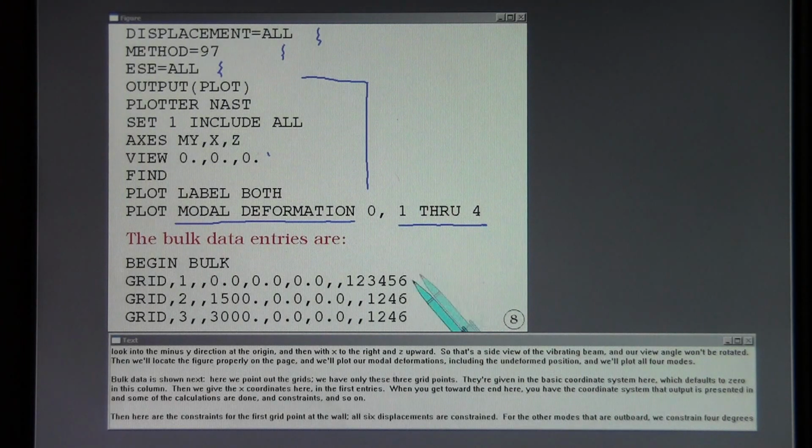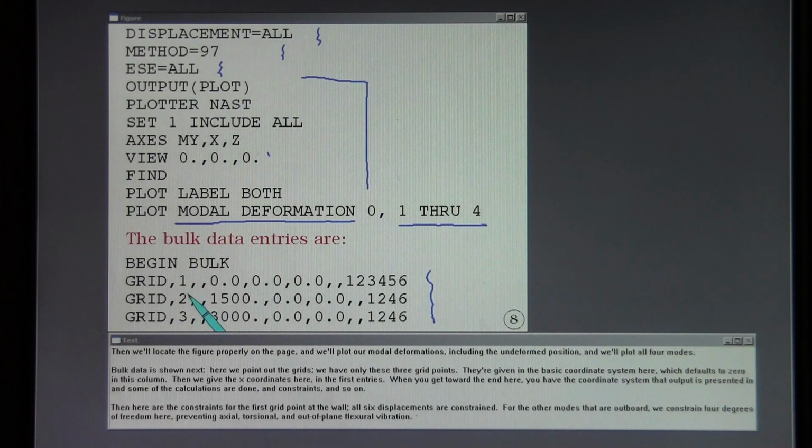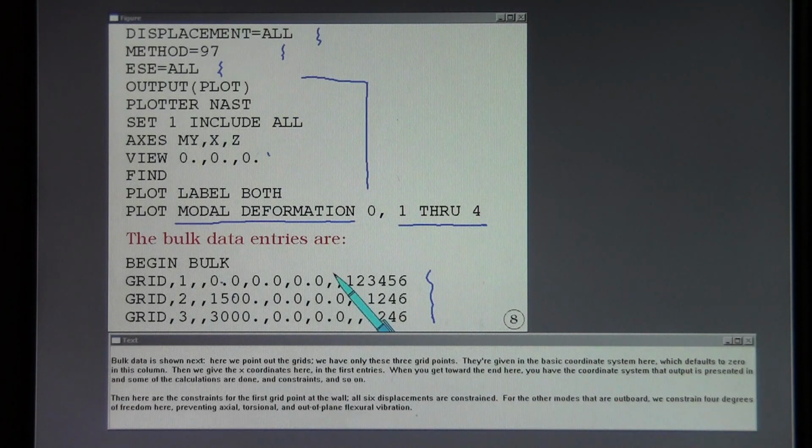Bulk data is shown next. Here we point out the grids. We have only these 3 grid points. They're given in the basic coordinate system here, which defaults to 0 in this column. Then we give the x coordinates here in the first entries. When you get toward the end here, you have the coordinate system that output is presented in, and some of the calculations are done in, and constraints and so on.